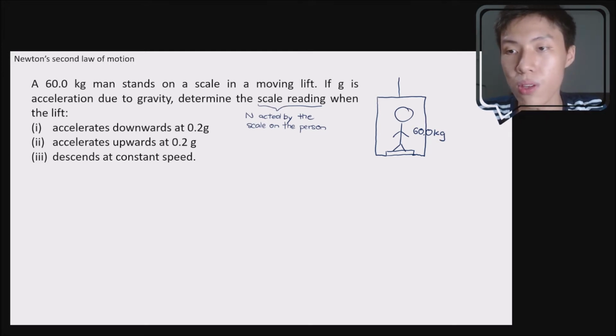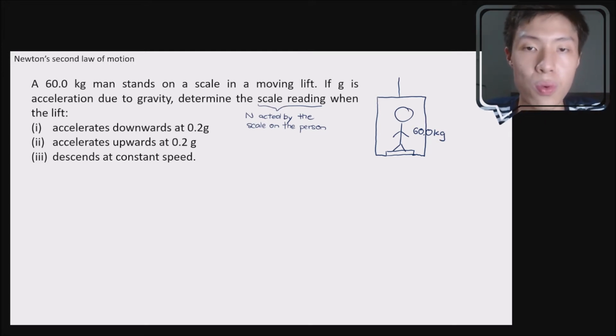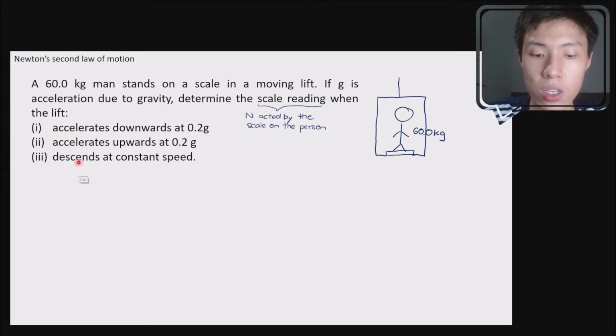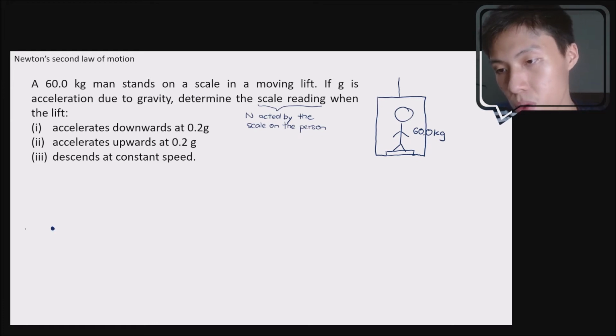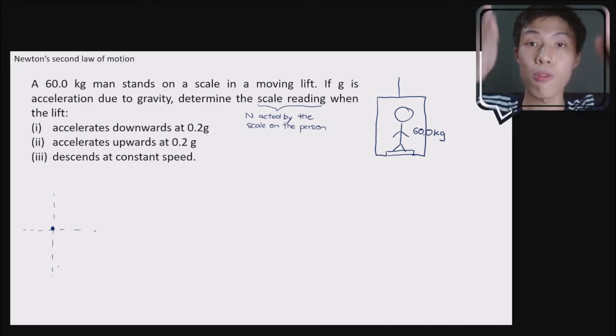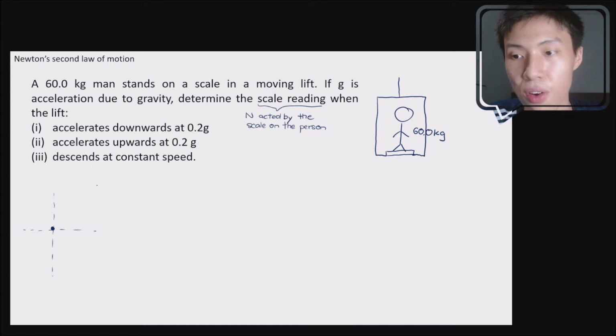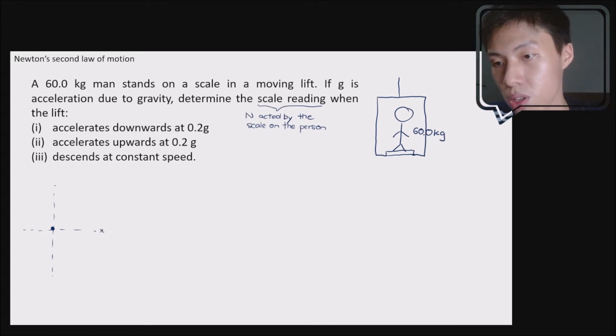Okay, so now we know the situation well already, we know we want to determine the normal force for each of these situations here. So let's try to draw a free body diagram, then we will look at what happens in these three different scenarios. For the free body diagram, our focus should be the force acted on the person, right? So our object of interest will still be the person. So let's use a dot to represent the person. Again, we'll use dotted lines to show our axis. Since the lift will be moving up and down, I believe we will have something like this for our axis. Let's call this X, let's call this Y.